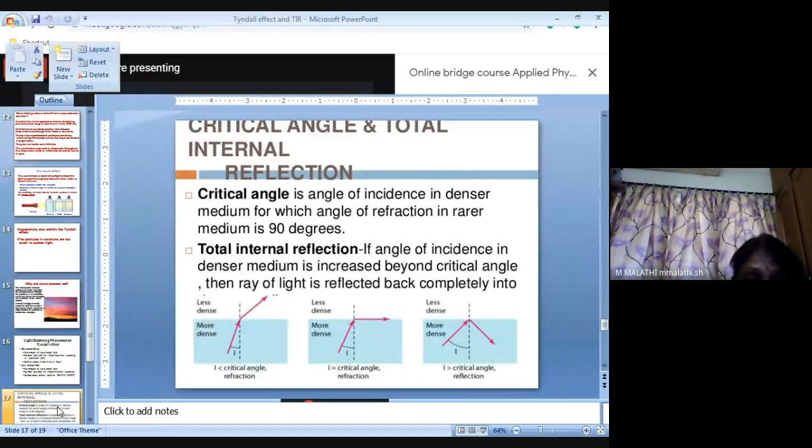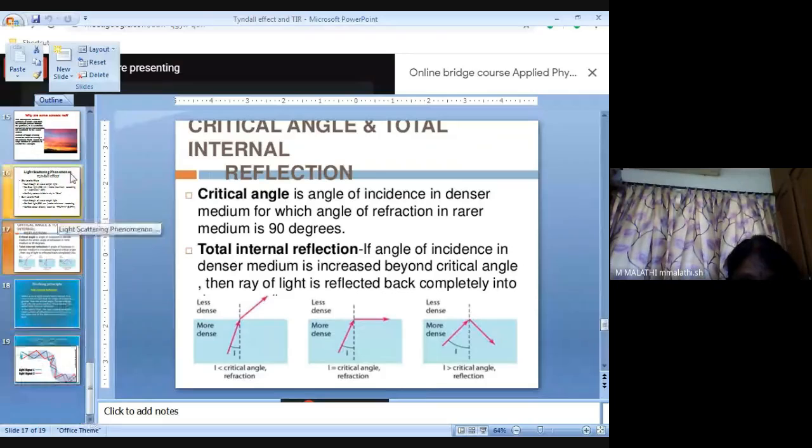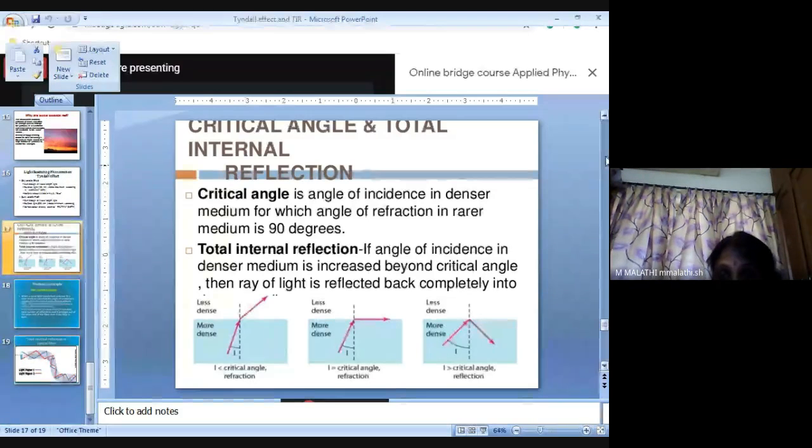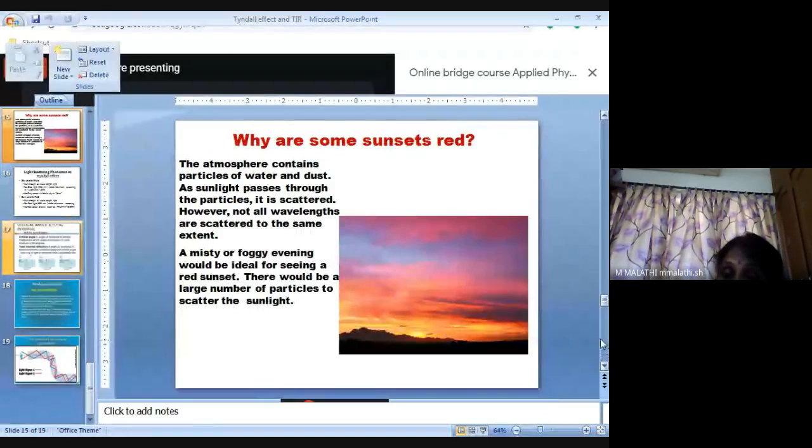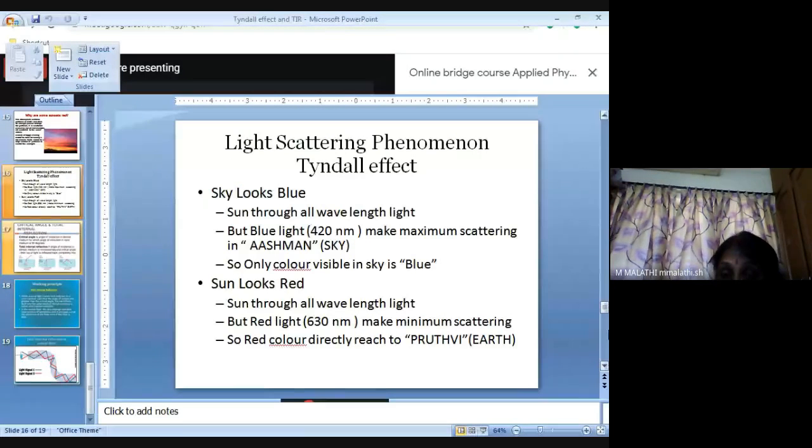That we are going to see in the next class, because the time is already over. I will tell you in the next class how this Tyndall effect is used in total internal reflection, which is the basic principle for the propagation of light through optical fiber.